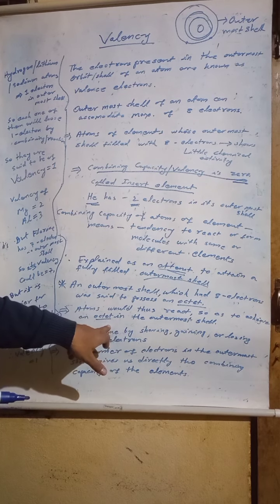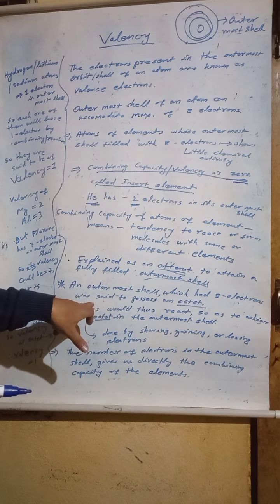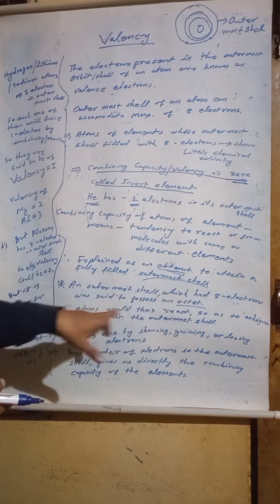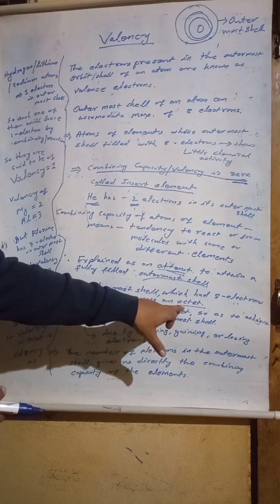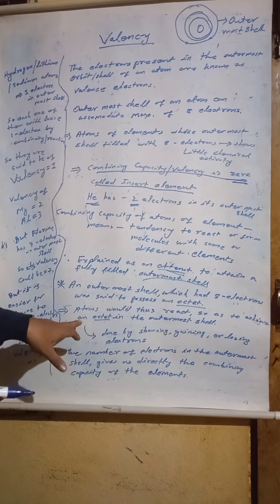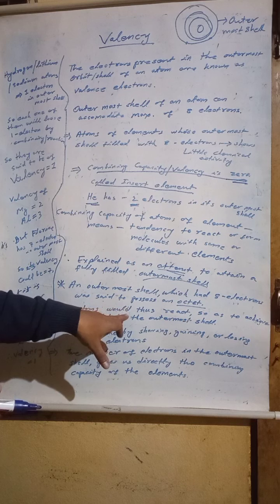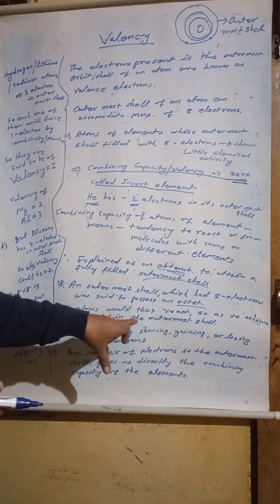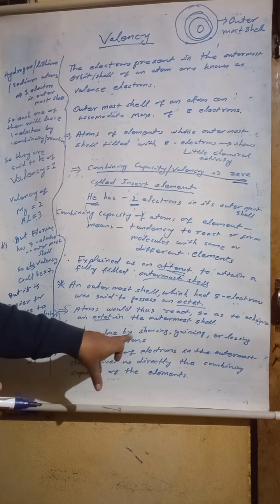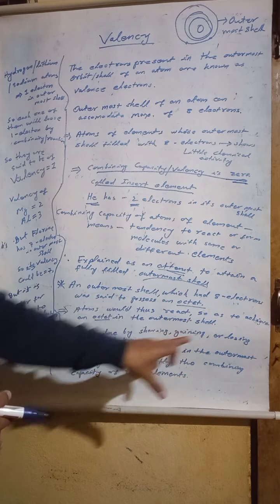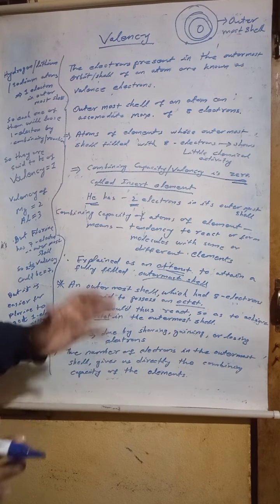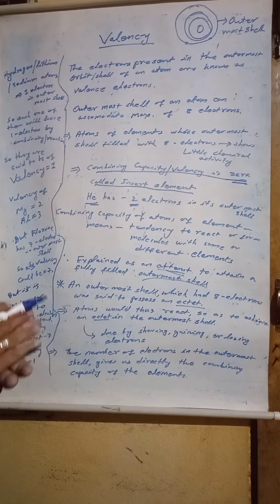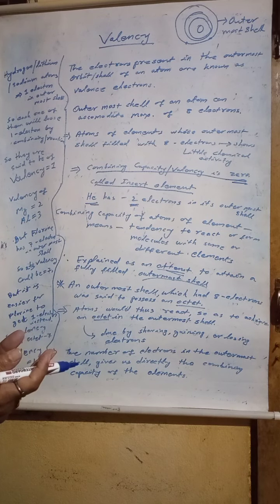less than the octet of 8 electrons. The outermost shell which has 8 electrons is said to possess an octet state. And atoms thus react so as to achieve an octet in the outermost shell, done by sharing, gaining or losing electrons. That is, in a chemical reaction, whether it is sharing, gaining or losing electrons.